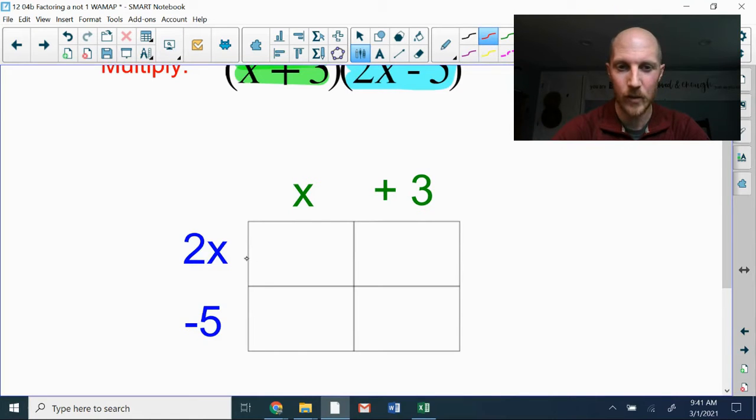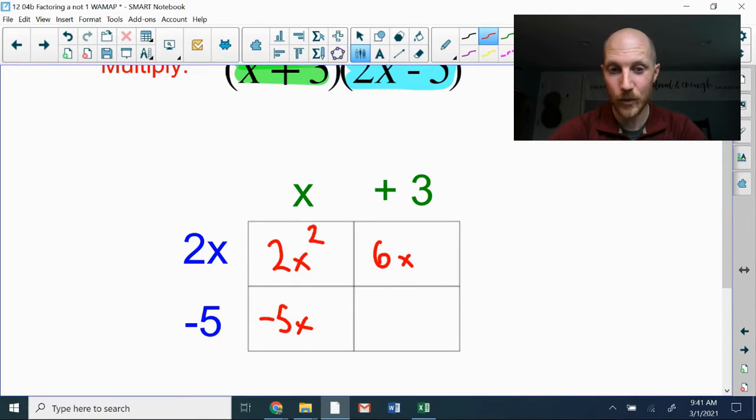We just take the 2x and multiply it by the x. Put the answer into this box, so that'd be 2x squared. And then we'll move across, so 2x multiplied by 3, that'd be 6x. And then to the next row, that x times -5 is going to be -5x. And the last one, -5 times +3 is -15. And then we can just string all of those terms together.